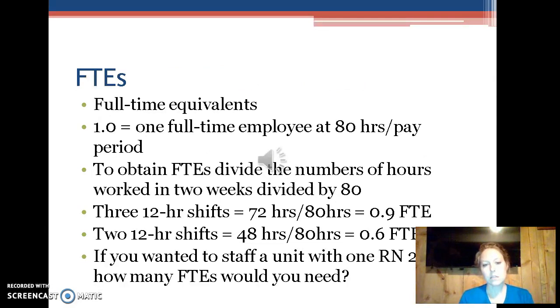For FTEs, which stands for full-time equivalent, a 1.0 equals a full-time employee at 80 hours per pay period. So every week they're hitting that 40 hours per week. To obtain FTEs, you're going to divide the number of hours worked in 2 weeks by 80. You'll see some examples, and you can reference back to this PowerPoint if you need to.